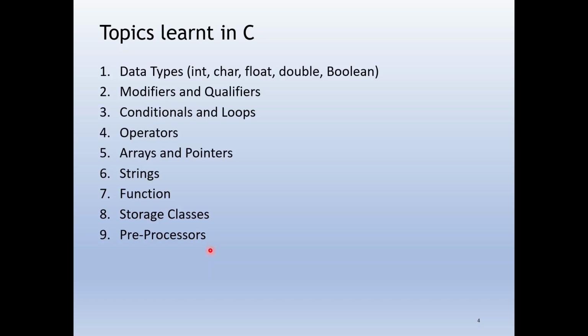So the data types are integer, character, float, double, boolean. These are the basic data types we frequently use in C programming. The different types of modifiers include short, long, unsigned, and signed. Types of qualifiers include the keywords like const, volatile. The storage classes include auto, extern, register, static.